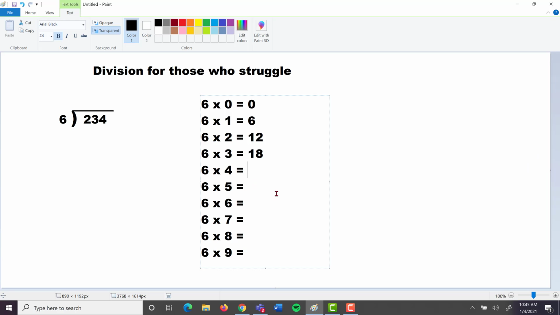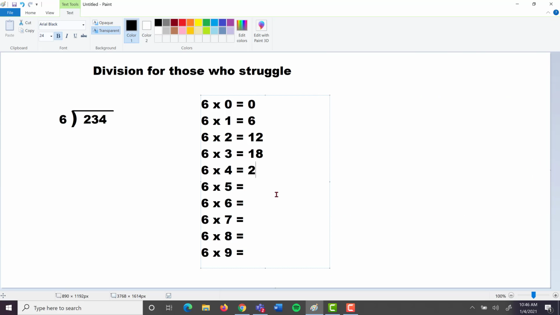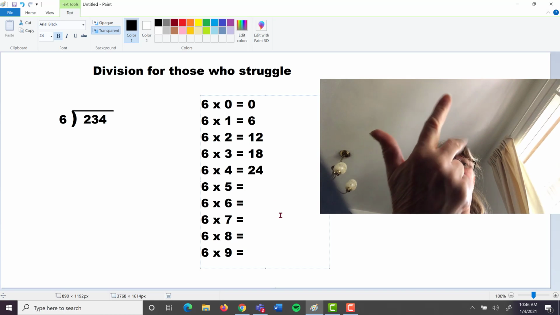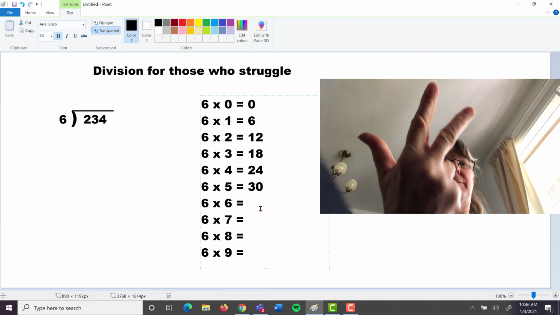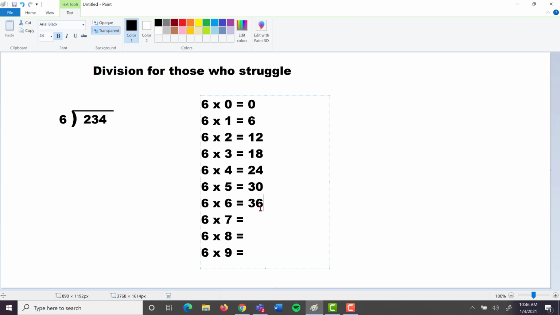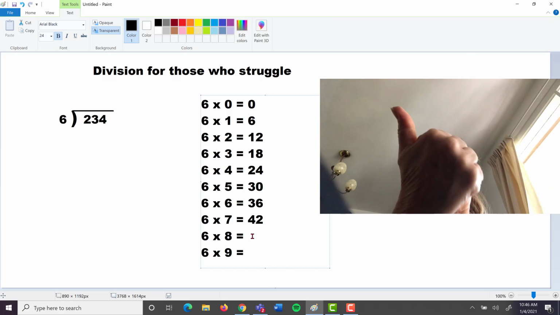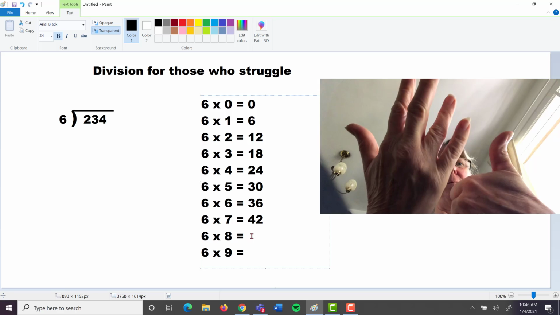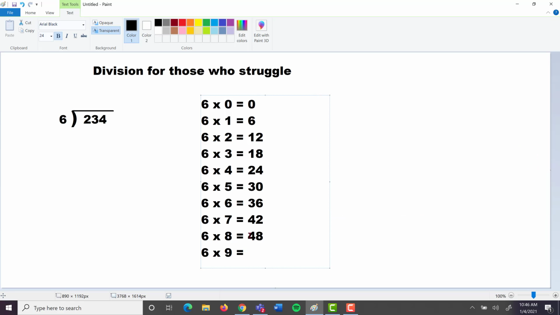And you can count along with me if it helps to understand what I'm doing. 19, 20, 21, 22, 23, 24. I always stop when I get to my 6th finger. 25, 26, 27, 28, 29, 30, 31, 32, 33, 34, 35, 36. 37, 38, 39, 40, 41, 42, 43, 44, 45, 46, 47, 48, 49, 50, 51, 52, 53, 54. And that fills in my times tables.